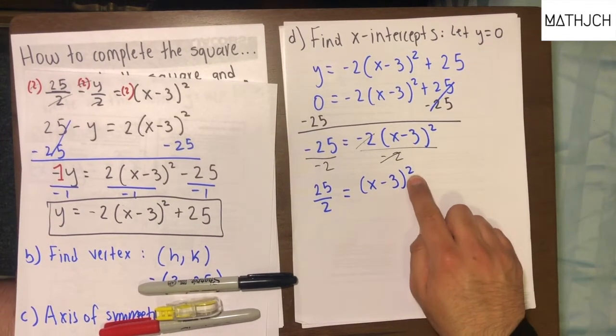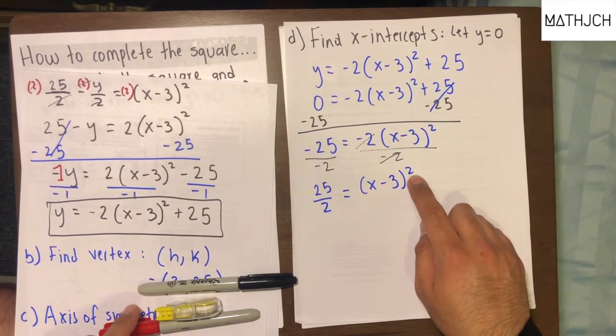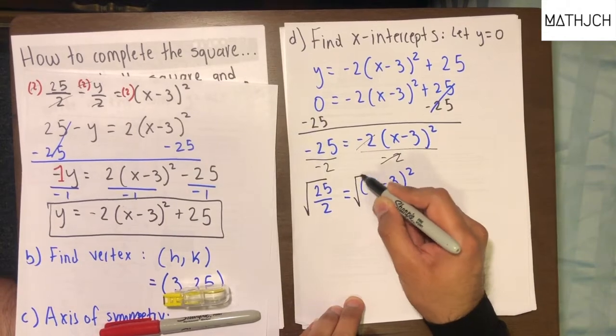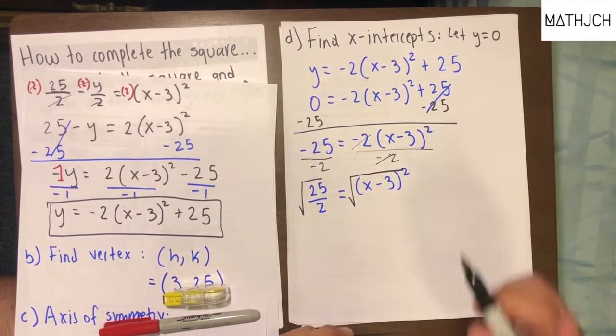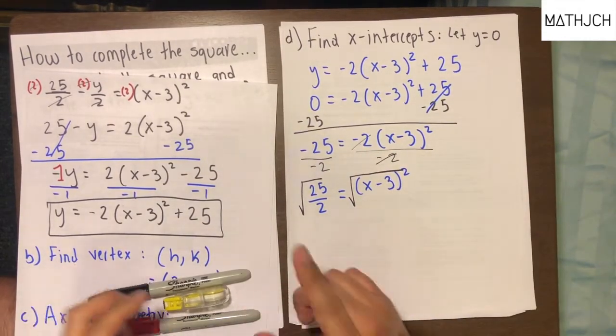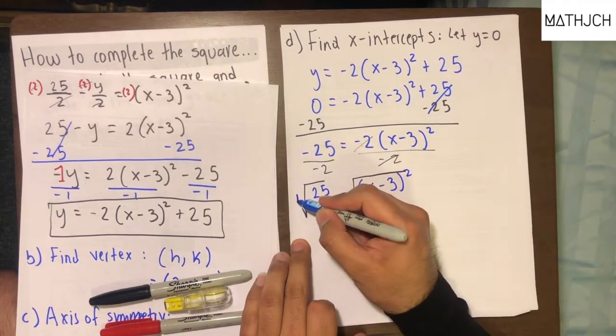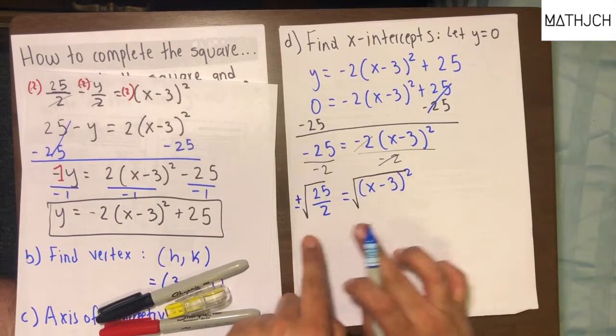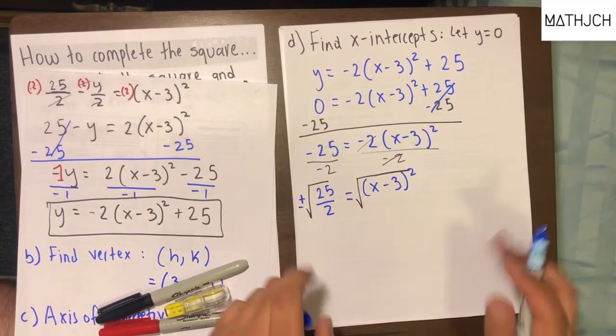Our next step is to get rid of this power 2 here. So to do that, we're gonna do square root to both sides. But remember, be careful. Do not forget the plus or minus of the number, okay?